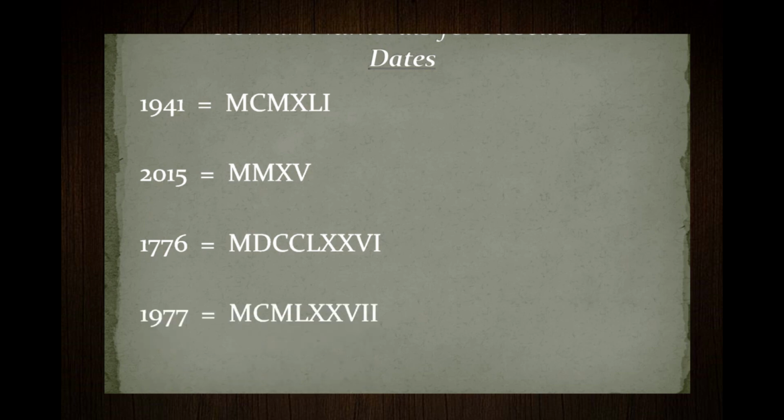In the next one here, I just picked another date, 1977. Again, 1,000 is an M. And again, 900 we subtract, so we put a C in front of an M to equal 900. 70 again is 50 plus 2 10s, so LXX. And then 7 is a VII. That's the basics, and that should give you all you need to know to read Roman numerals.